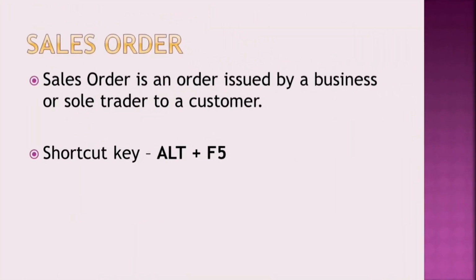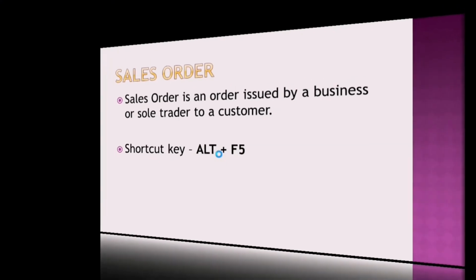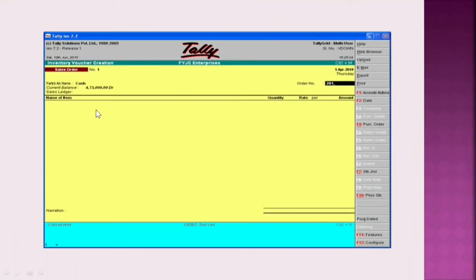Next is sales order. A sales order is an order issued by a business or a sole trader to a customer. Shortcut key for sales order is Alt plus F5. This is the screen for sales order.